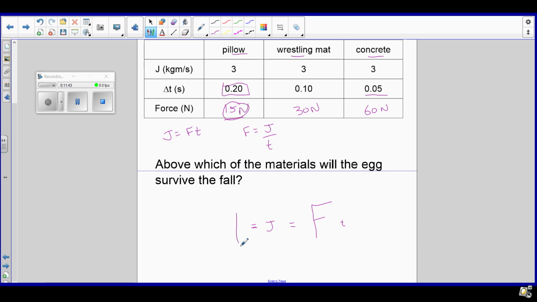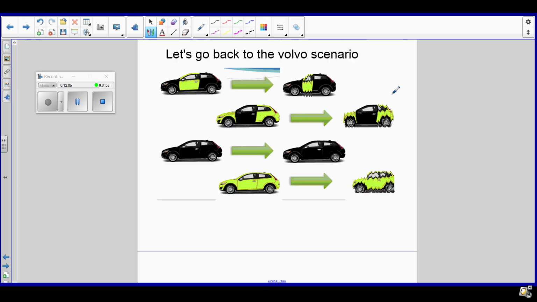If you can extend the time of collision, and that's what a softer material does, then you can make the force felt a little bit smaller. So a small force for a larger time of collision. These products give you the exact same impulse. So the reason it survives the pillow but not the concrete is that the time of collision is so great. Okay, which brings us back to our scenario.